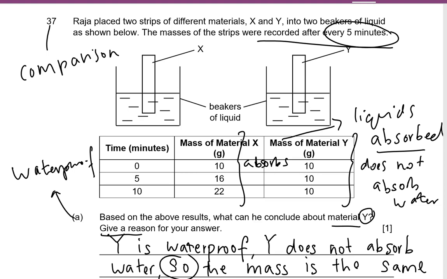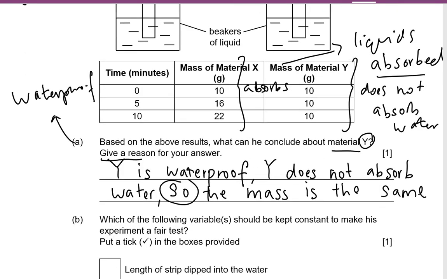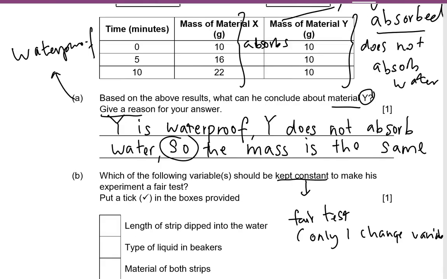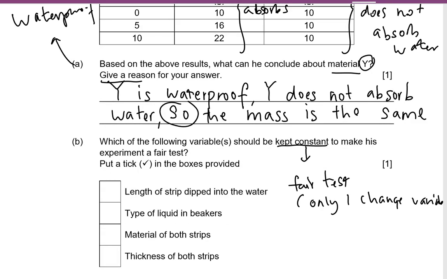Okay, so that's for question 37A. Now 37B, which of the following things should be kept constant? Now, for it to be a fair test, it means that only one changed variable can be made. If you are trying to see which material is waterproof, then you can only change the material, right? Other stuff you cannot change at all.